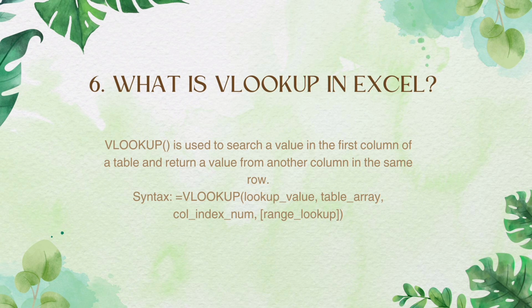Sixth question, what is VLOOKUP in Excel? VLOOKUP refers to searching for a value in the first column of the table and returning the value from another column in the same row. I have already posted a detailed video with a real-time example of VLOOKUP. Just give a glance at it. The syntax for VLOOKUP is lookup value, table array, column index number, and range lookup.